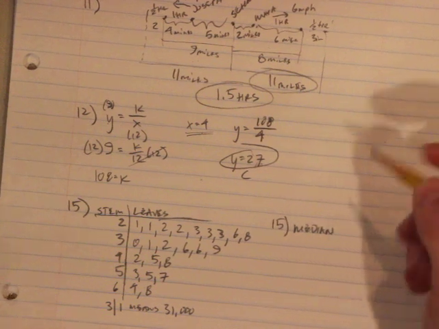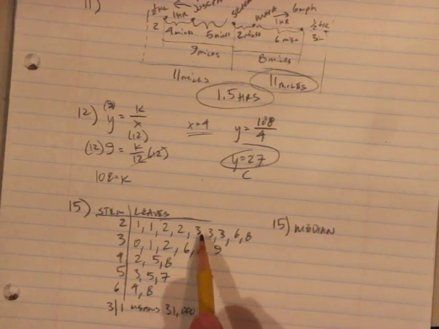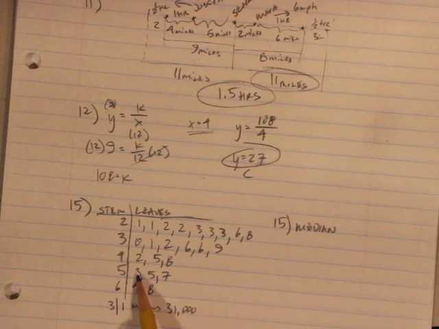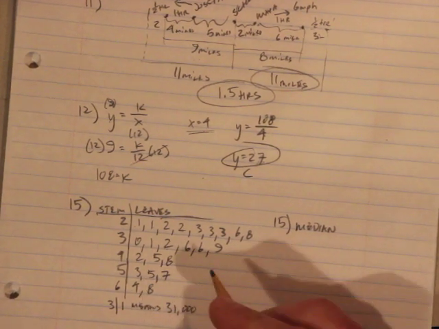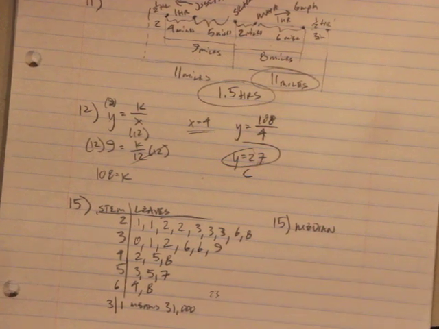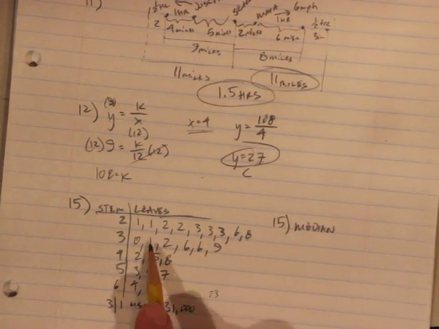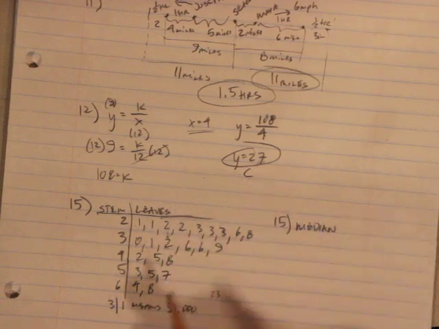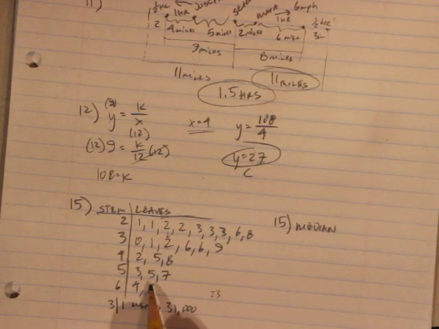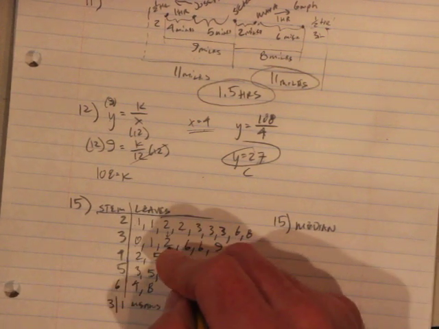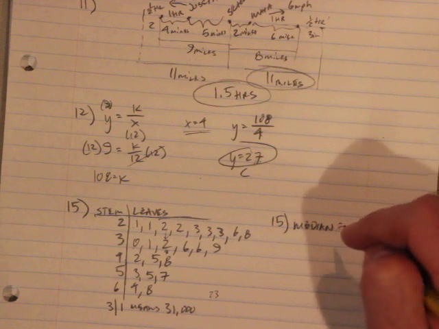So I want the median. I've got 1, 2, 3, 4, 5, 6, 7, 8, 9, 10, 11, 12, 13, 14, 15, 16, 17, 18, 19, 20, 21, 22, 23. So I've got 23 pieces of data here. So halfway would be 12, right? 1, 2, 3, 4, 5, 6, 7, 8, 9, 10, 11, 12. That gets me here at this 2. Let's walk backwards just to make sure. 1, 2, 3, 4, 5, 6, 7, 8, 9, 10, 11, 12. Right, so there's my median.